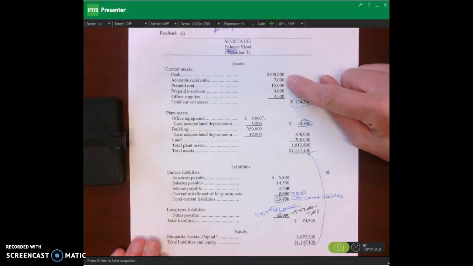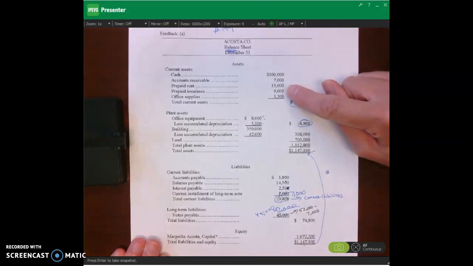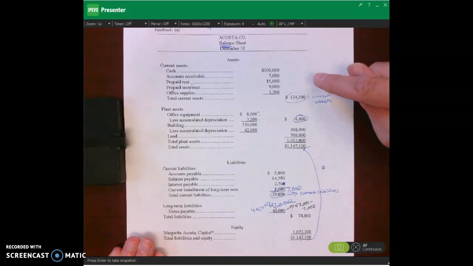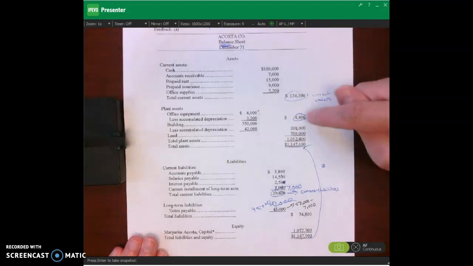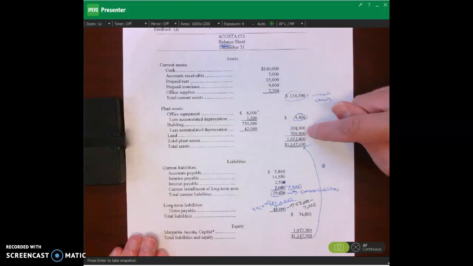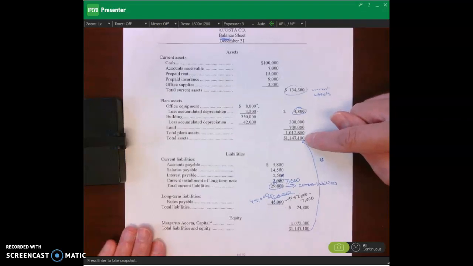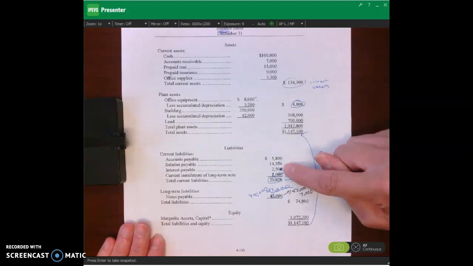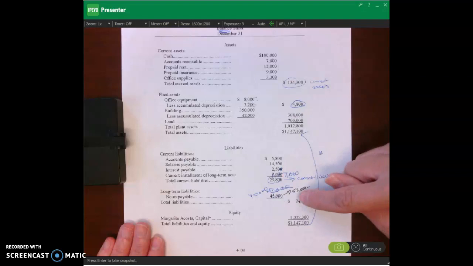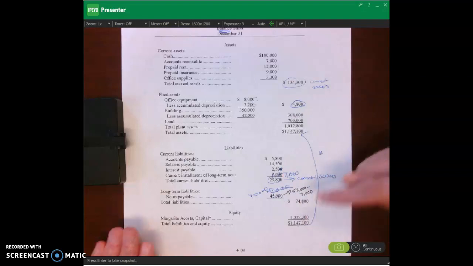And then here is my answer. I have my cash, accounts receivable, prepaid, and then my office supplies, total current assets of $134,300. I have my plant assets right over here, and I do have to subtract out my accumulated depreciation, my land, total plant assets, total assets, my accounts payable, and all my other current liabilities, long-term, and then my ending balance there.